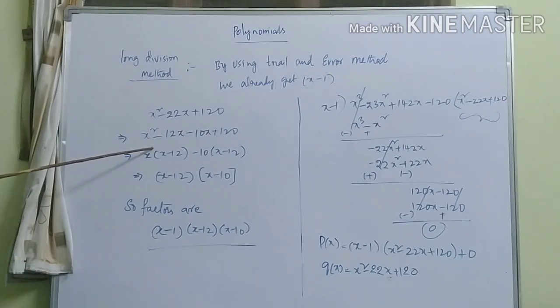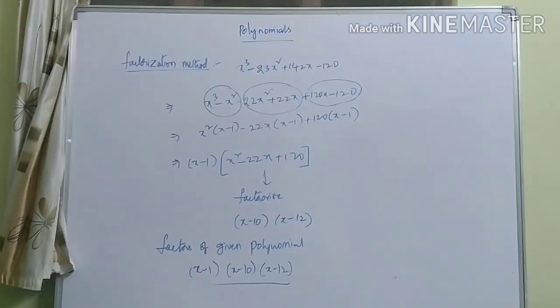So here x is common, remaining terms are x minus 12. Here minus 10 is common, remaining terms are x minus 12, and 10 12s are 120. So x minus 12 is the entire common term, and the remaining terms are x minus 10. So the factors of the polynomial are x minus 12 and x minus 10. So this is the final method, that is the factorization method.